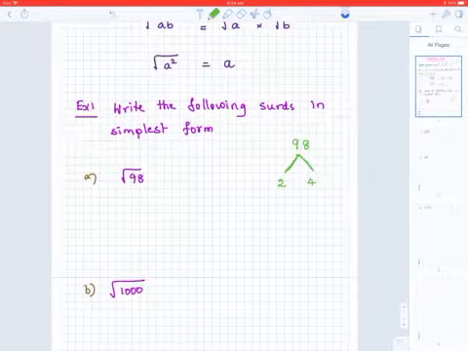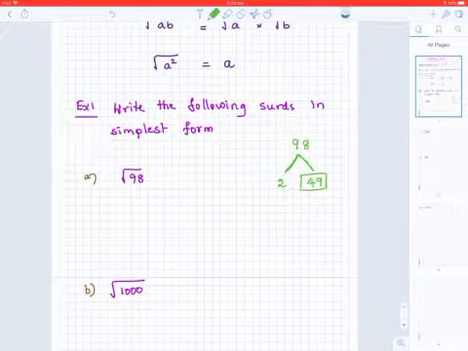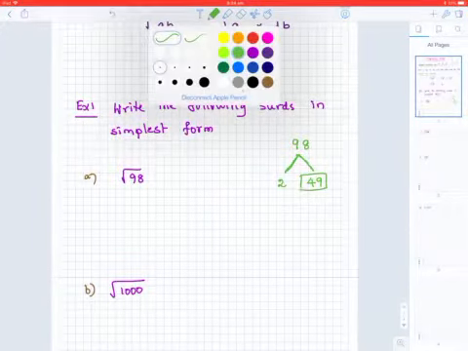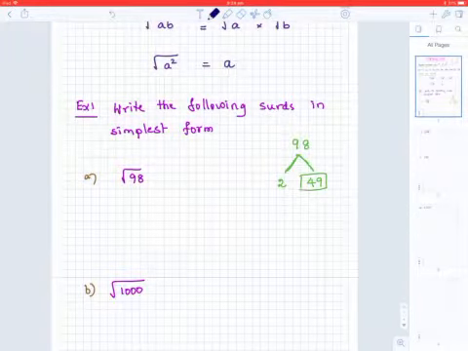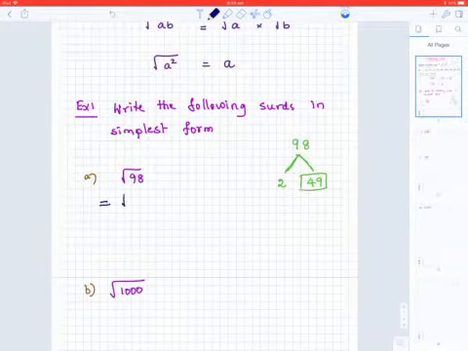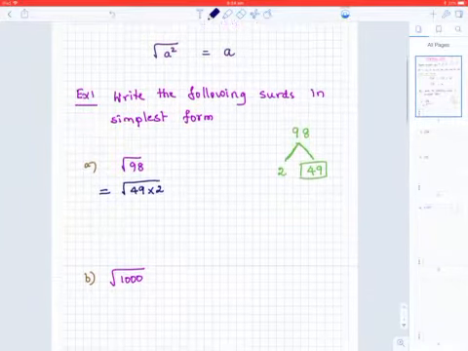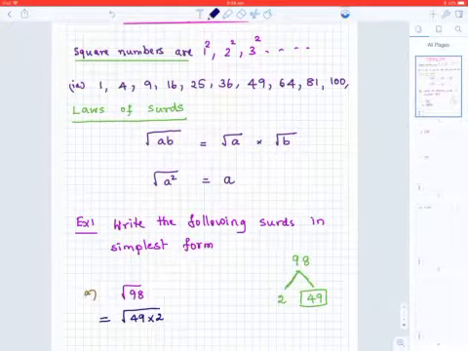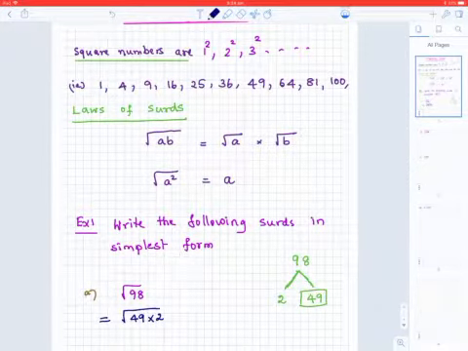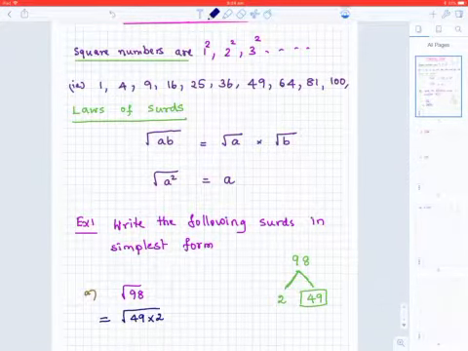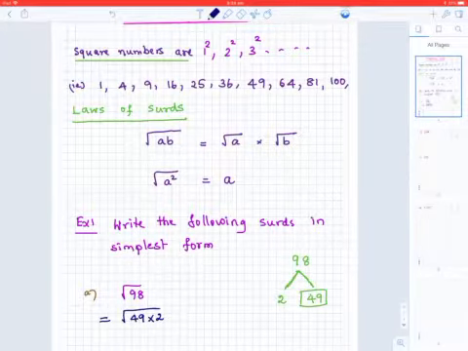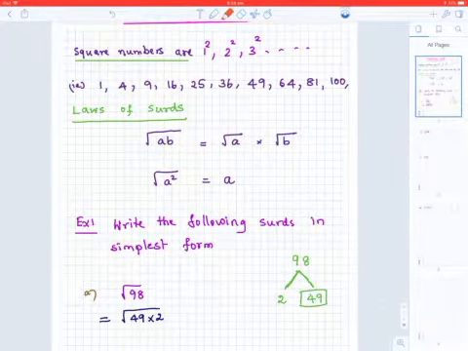If I take 2 here, then of course the other factor is 49. That 49 is a square number, so we are happy with that. So now I'm going to rewrite the question as square root of 98 as square root of 49 times 2. First I rewrite the question. Then I know square root of AB is square root of A times square root of B.